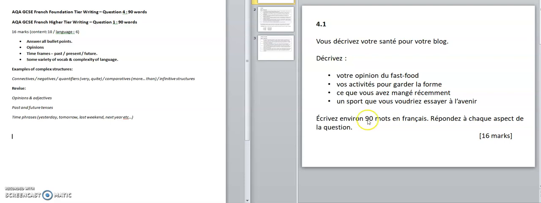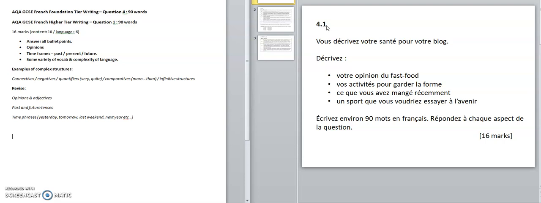There is always a choice of 2, so you'll see this one is labelled 4.1, so this is off the foundation tier paper. So it's question 4, but it would be 1.1 on the higher tier paper, and there will be a 4.2 or a 1.2 to go with it. And your first decision is to choose your question. The first thing you've got to do is to make the decision as to which one you're going to answer.